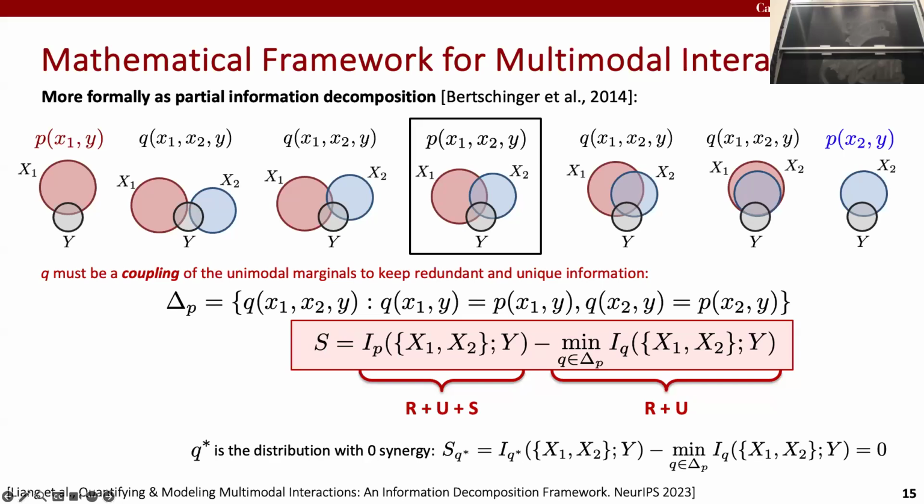So P is the orbital distribution. P can be the true orbital distribution. In practice, you might observe P hats, which are samples of the original distribution. And Q are the distributions that you estimate, which have zero synergy. So I can help you compute how much synergy that is.